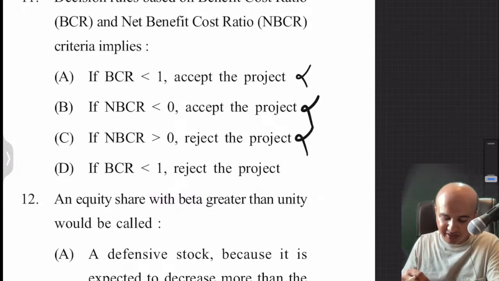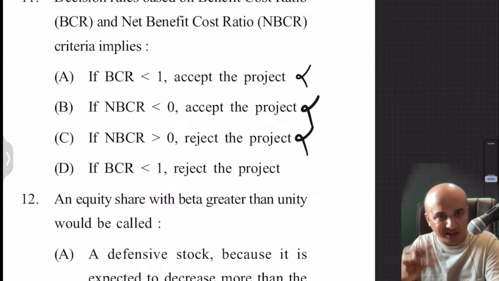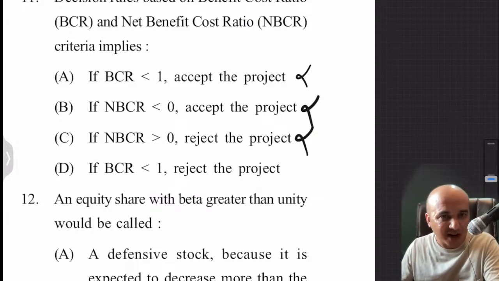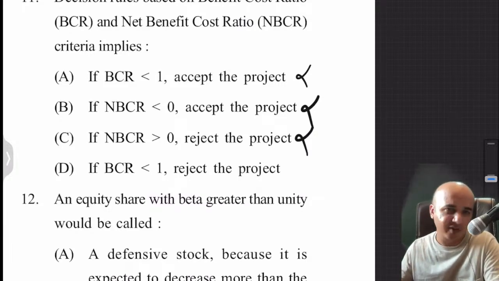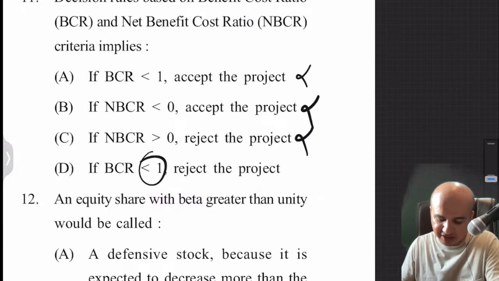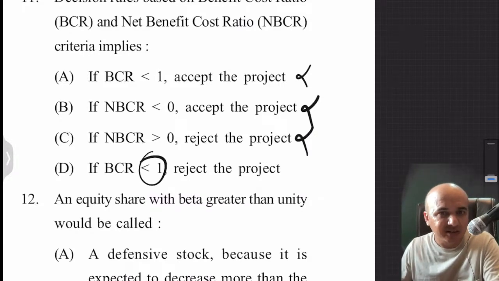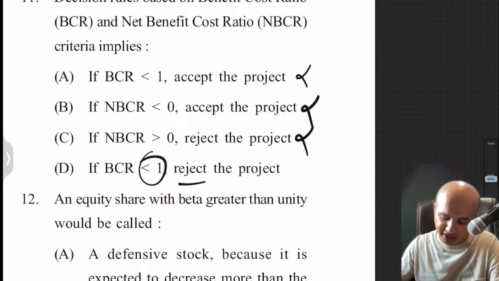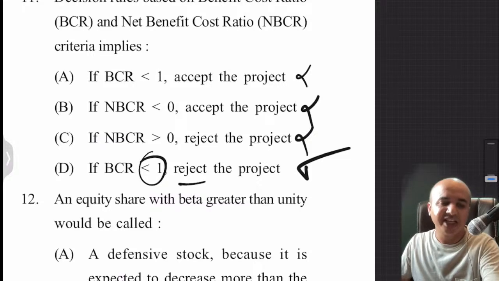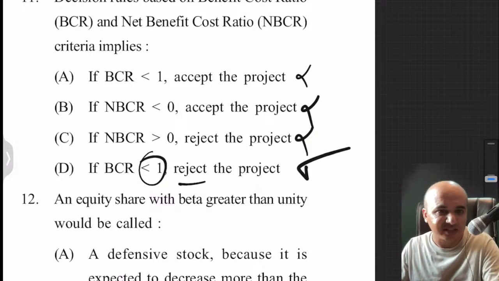So the last statement is about if BCR is less than 1, reject the project. So this in fact is correct, because as we saw earlier, BCR compares the present value of benefits to the present value of cost. And if the benefits are less than the cost, that means the ratio is less than 1, then it obviously indicates that there are negative returns here. So if that is the case, reject the project, and that is in fact the right answer. Option D in case of question number 11 is the right answer.